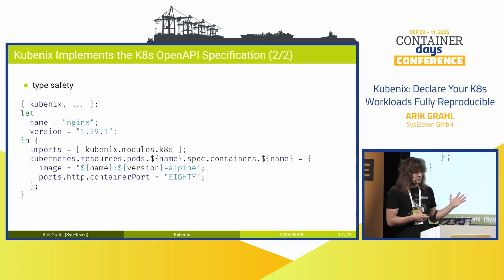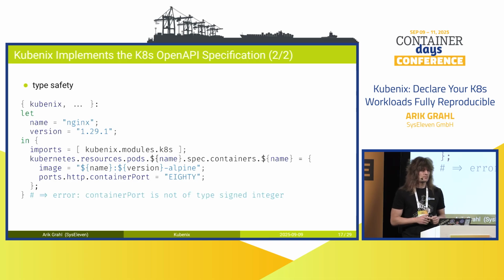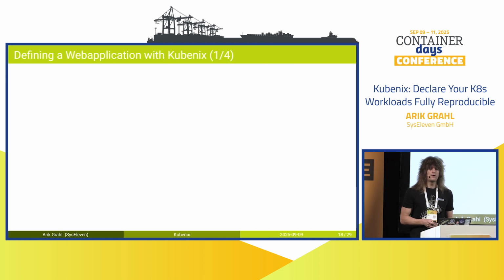So the real win here is that now we have type safety at build time. Say we make the same mistake as before, assigning the string 80 to the container port. We can see that Kubenix immediately tells you, hey, this should be a signed integer, not a string. You catch the error instantly, right when you write the code, not at deploy time later on. The same goes for other common pitfalls like unknown field names, invalid values, and missing required keys; all are flagged up front. So far, we've only looked at some toy examples, a simple pod.